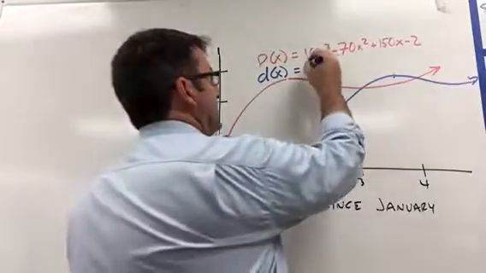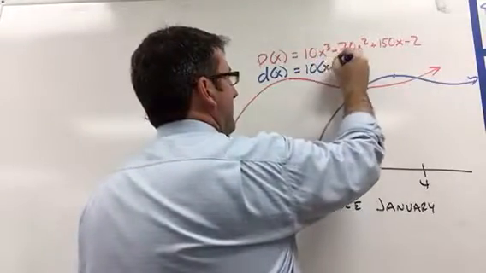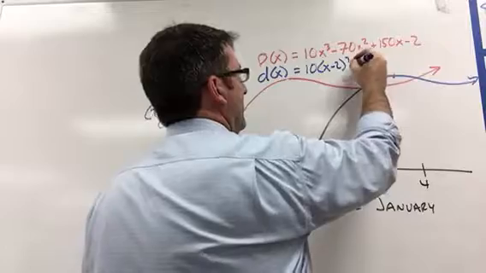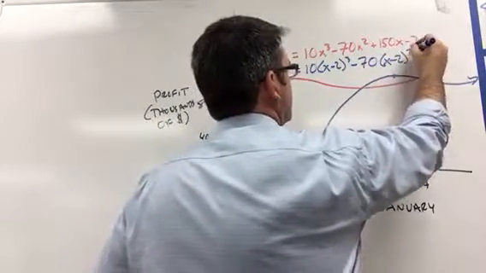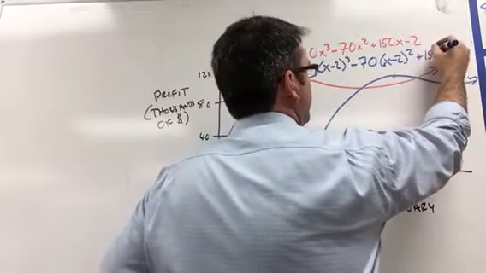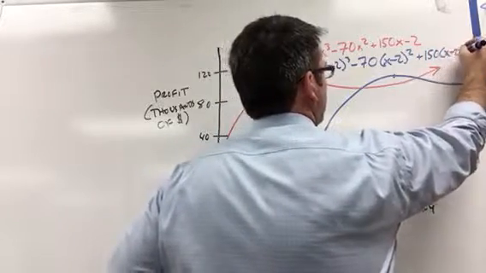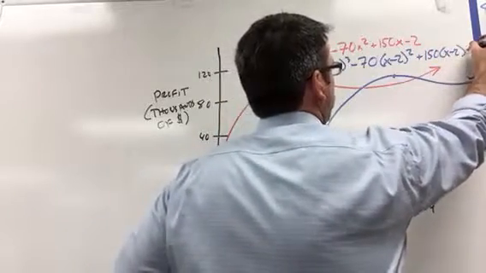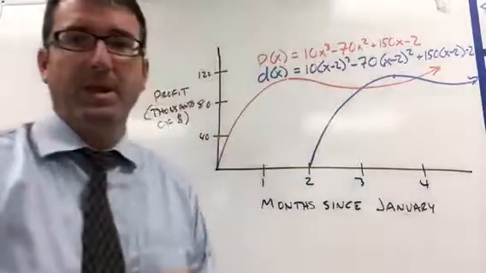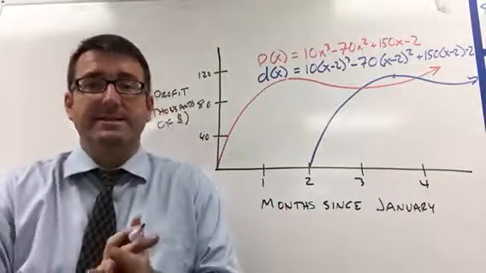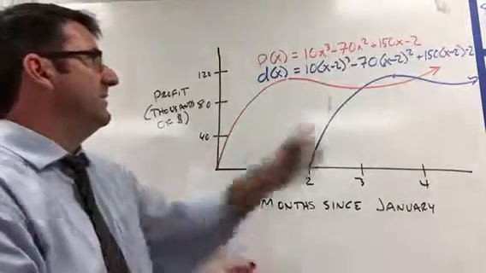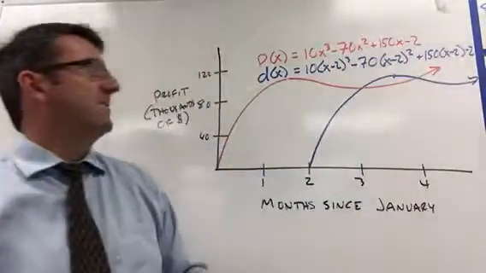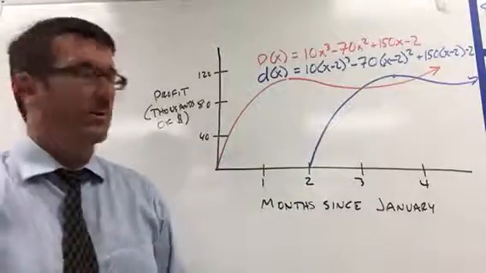So this would be 10 times (x minus 2) cubed minus 70 times (x minus 2) squared plus 150 times (x minus 2) minus 2. And that's it. That's all this question is asking you to do. We don't need to go and simplify that equation. Just leave it in that form.